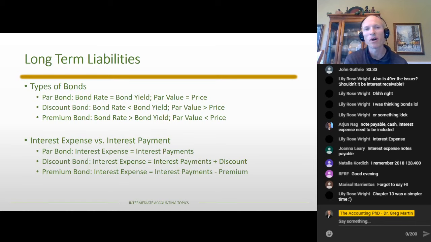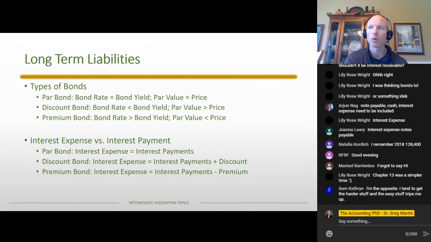But there are three types of bonds that we covered. The simple one, of course, is where there's a par bond, and that's where the bond rate and the bond yield are the same, and the par value and the price are also the same. With the discount bond, the bond rate, the coupon rate or the contractual rate on the bond, is less than the bond yield, and the par value is going to be greater than the price. And then with the premium bond, the bond rate is more than the bond yield and the par value is less than the price. And so, again, that's just identifying the kind of situation we're in, whether you have a par bond or a premium or a discount.